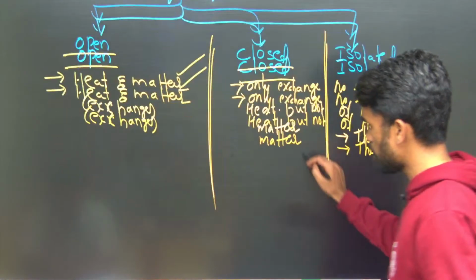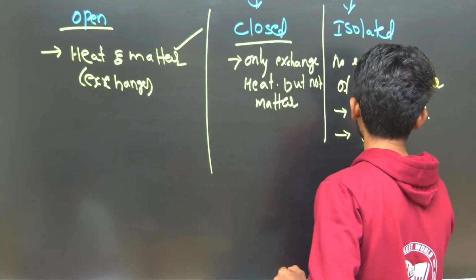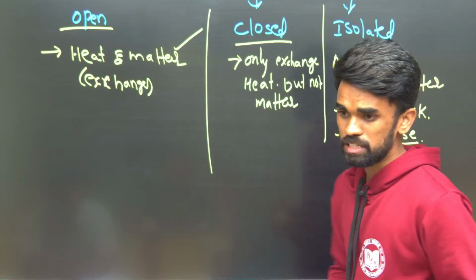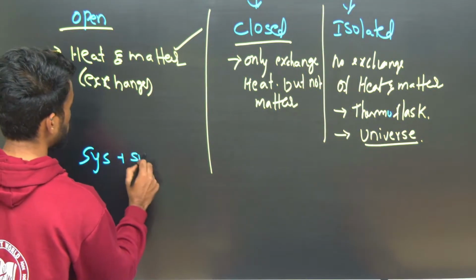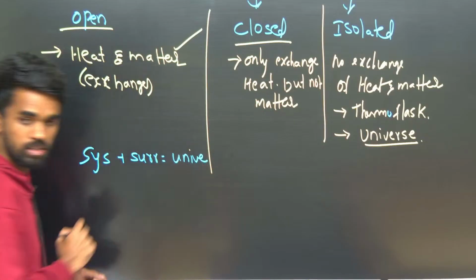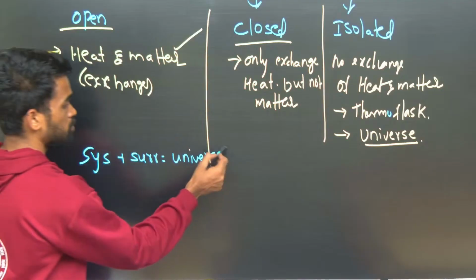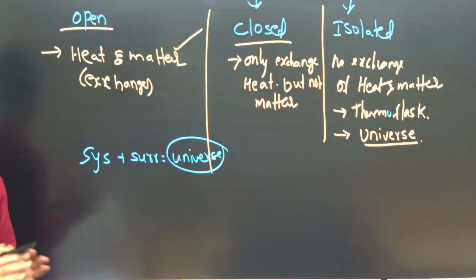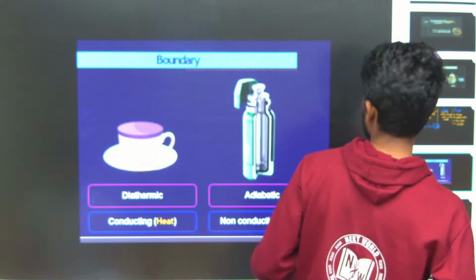You can also remember the universe is the best example of an isolated system. What I told you: system plus surroundings is considered as the universe. So the universe is system plus surroundings, and the universe is the best example of an isolated system. Okay, remember this.